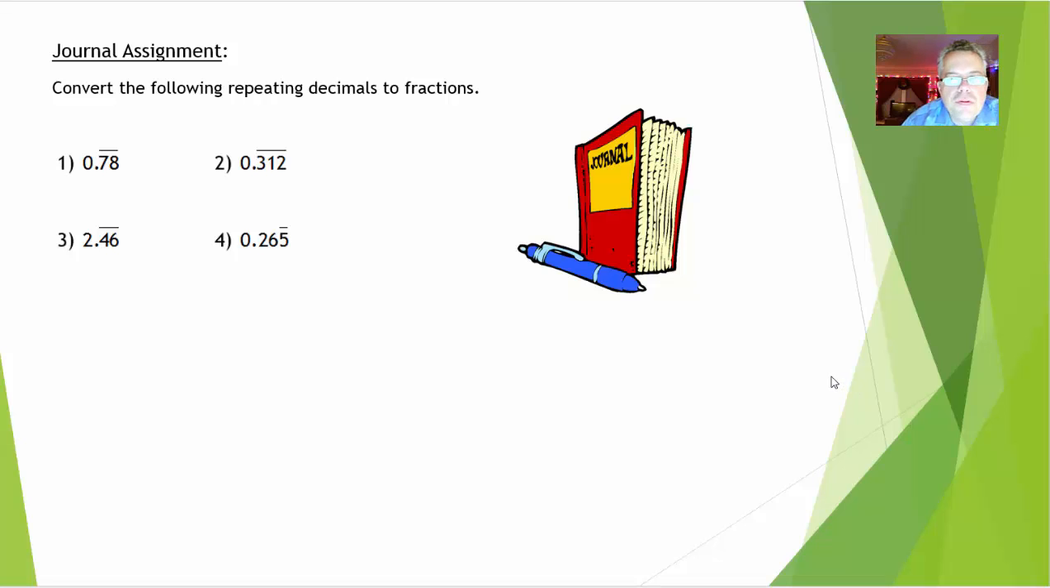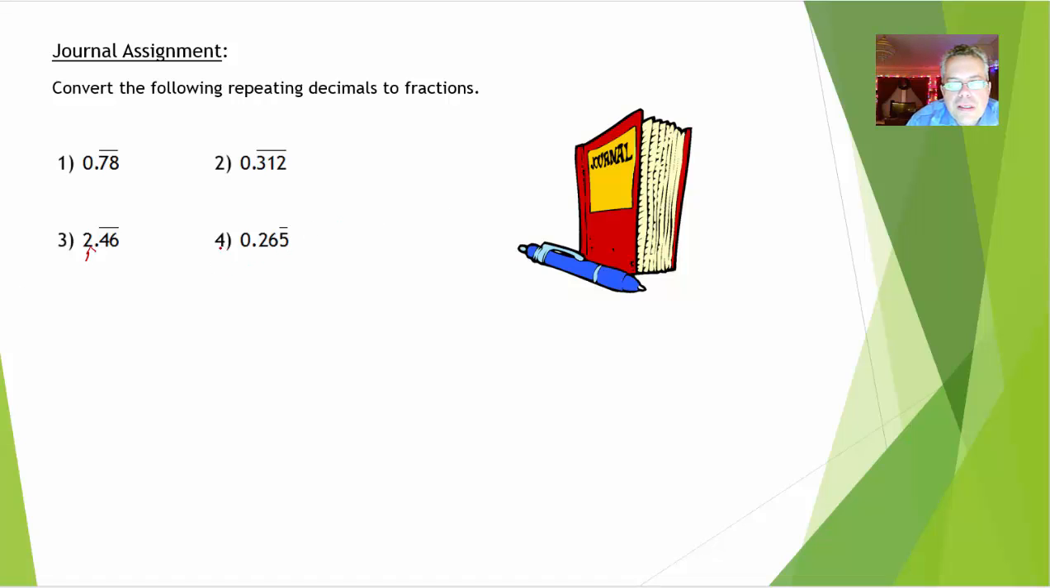All right, time for the journal assignment. So convert the following repeating decimals to fractions. No surprise there, huh? So the first couple we did in class. These aren't so bad. You're going to multiply this one by 100 and this one by 1,000. This one has a whole number part, like the third slide. That's no big deal.